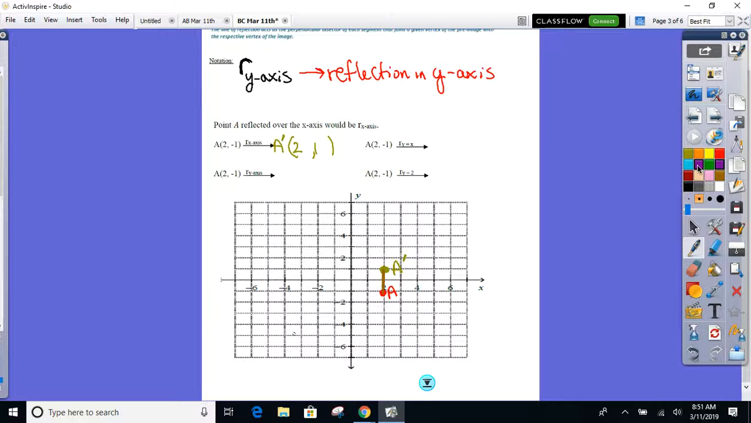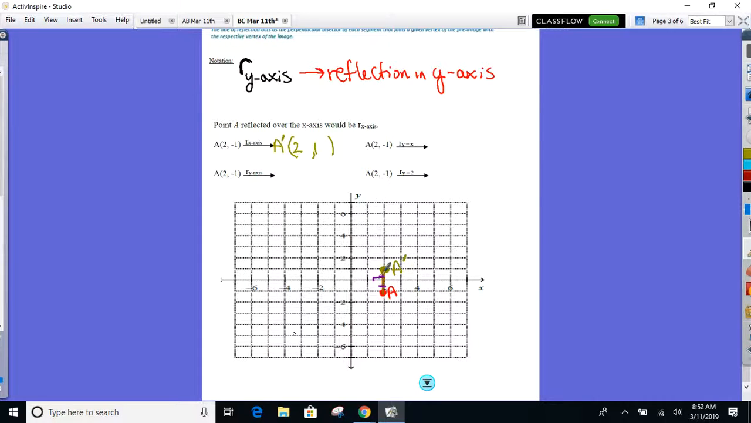The line of reflection acts as the perpendicular bisector for this segment. Does everybody see A prime is being bisected perpendicularly by the x-axis? Everyone see that? Both 1 unit and it's perpendicular to it. The line of reflection always acts as the perpendicular bisector for those two. All right.